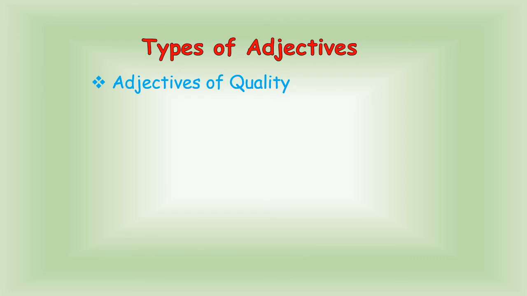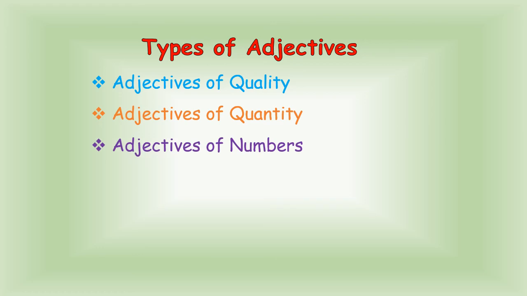Adjectives of quality. It helps us to know about the quality and kind of nouns or pronouns. Next, adjectives of quantity. It helps us to know about the quantity, how much it is. Is it clear, children? Now let's see what is next. Adjectives of number. It tells us about the numbers and how many. Okay, now demonstrative adjectives: this, that, those, these.